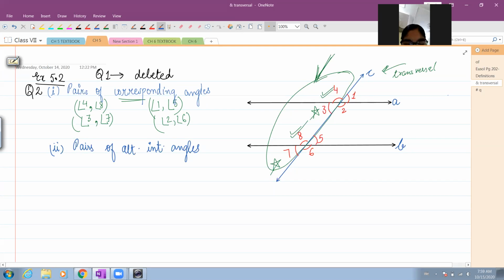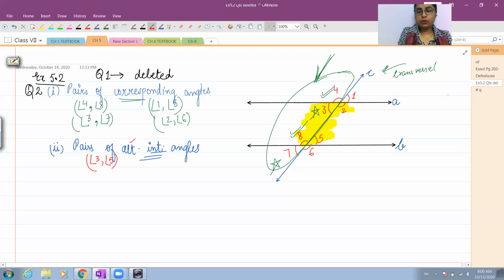Angle 2 and 8. We have to look at the interior angles. Which angles are in the interior? I will highlight for you so that you can easily see these are interior angles, and make a cross. 3 and angle 5, and 2 and 8. 2 and 8, 3 and 5. Yes. For alternate, you have to make a cross. So make a cross of the interior angles. 2 with 8 and 3 with 5.